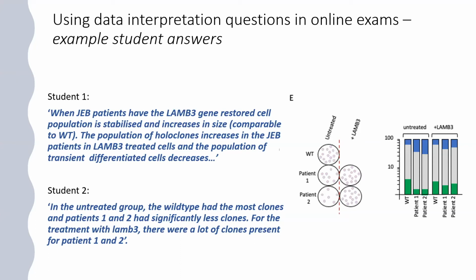Okay. For student 2, they have also identified the correct answer in terms of the effects of the gene therapy, but you can see that their answer is a lot more vague. It lacks some of the insight into the significance of the data. So we feel that these approaches are quite discriminating in terms of identifying really strong students and the not so strong students.